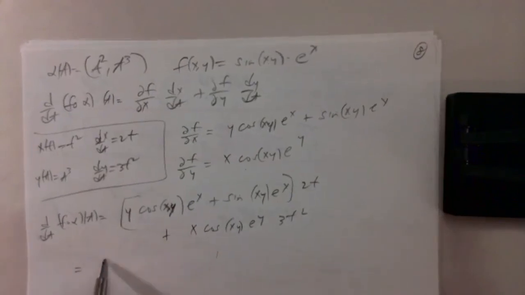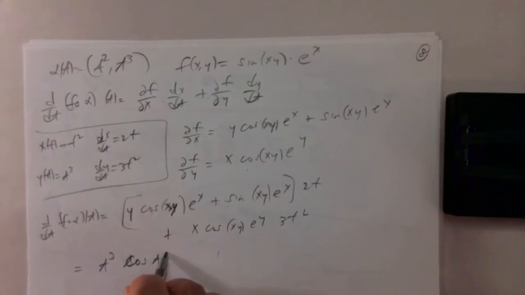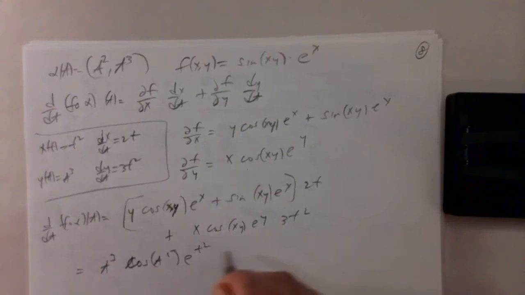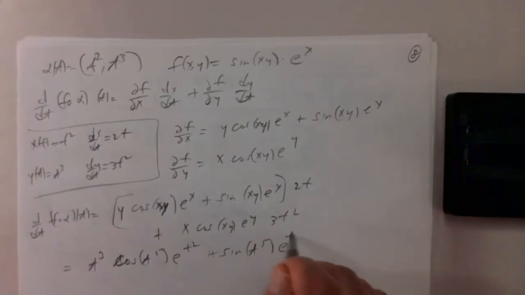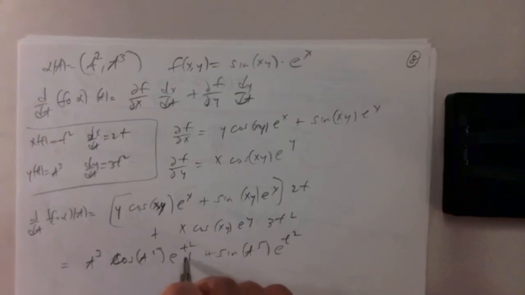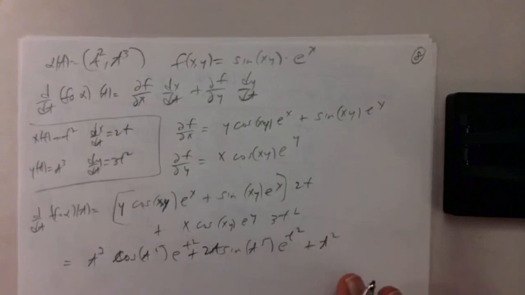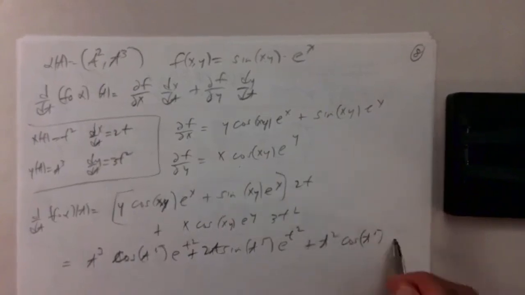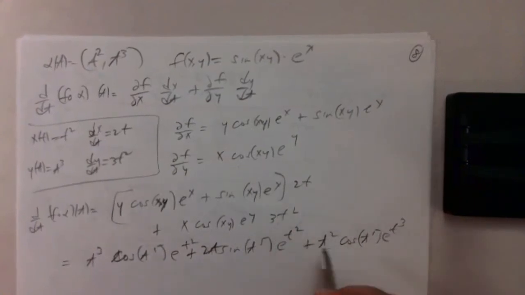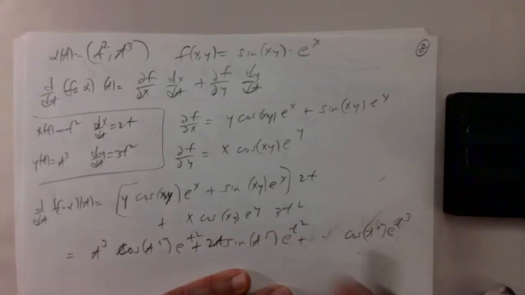Let's see, y is t cubed, cosine of xy, xy is t to the fifth, e to the x, plus the sine of xy, e to the t squared, times 2t, plus x, t squared, cosine of xy, e to the y, times 3t squared. So 3t squared times t squared makes this 3t to the fourth.